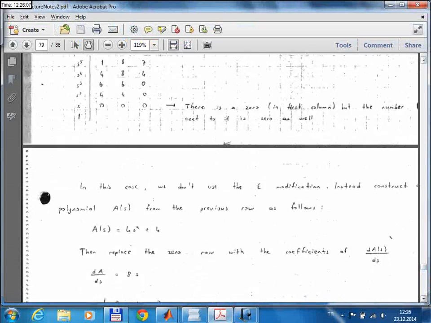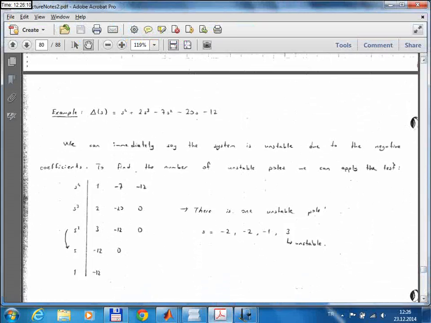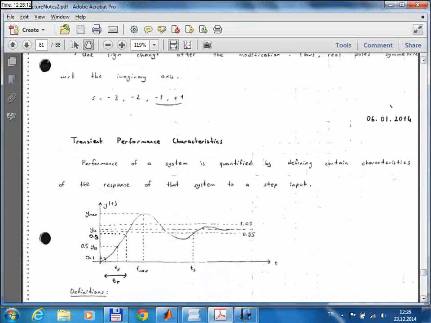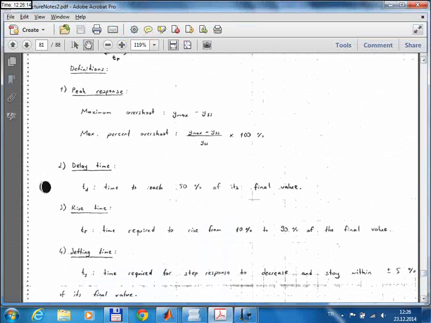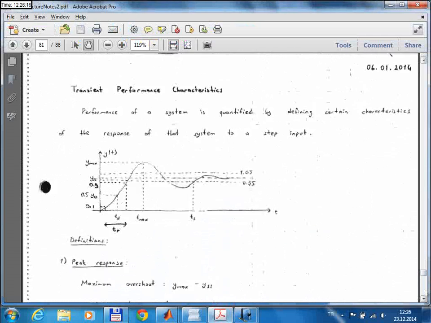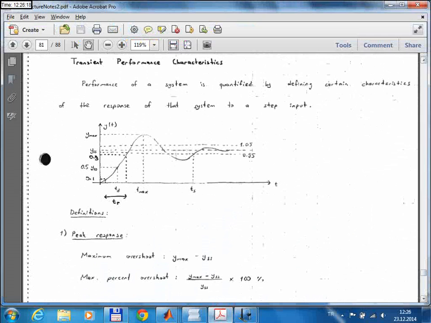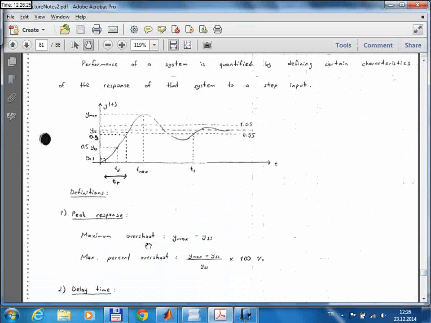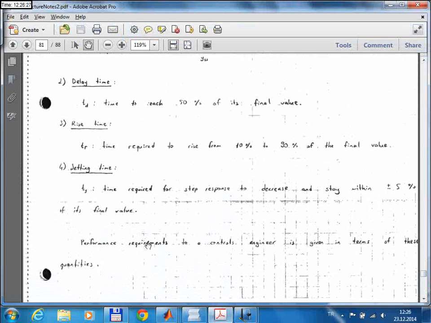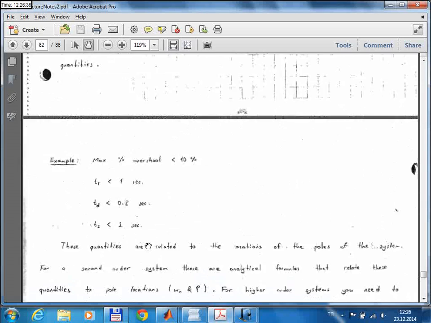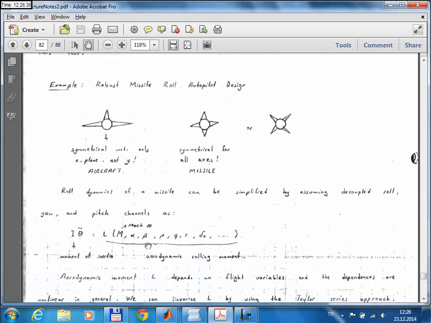Okay, so let's see. This is all about that test. Let's scroll down. So it looks like we will not have time to talk about these transient performance characteristics, like the overshoot, the settling time, rise time, things like that. But you'll have to learn these for the lab report. So I'm counting on the lab report that you will study these things on your own.